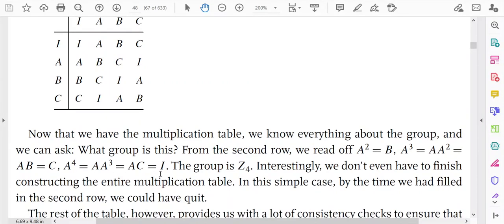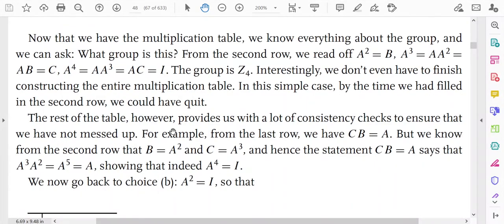From this, as A to the power 4 is equal to I, we can say that the group is actually the Z4 group. If we compare the elements, then we can easily say that the group is Z4. So from the second row we can predict that. Interestingly, we don't even have to finish constructing the entire multiplication table, because from the second row we can predict that the group is Z4.